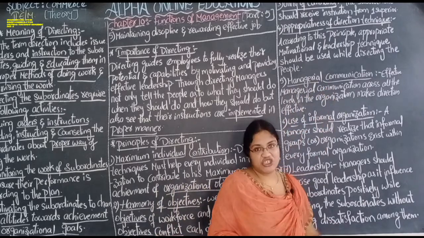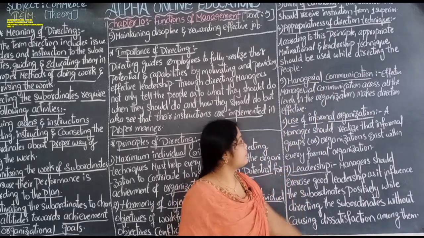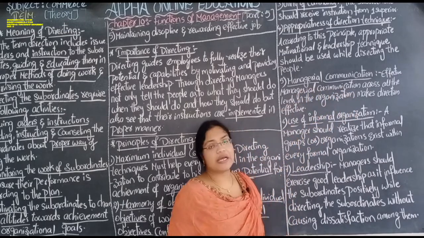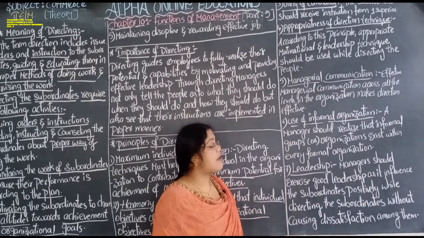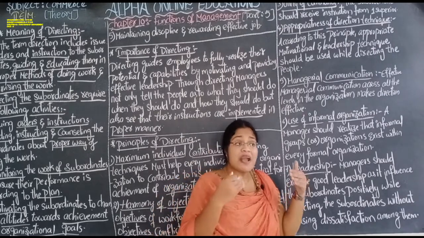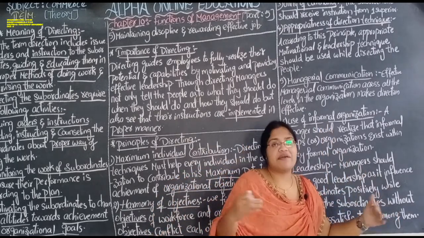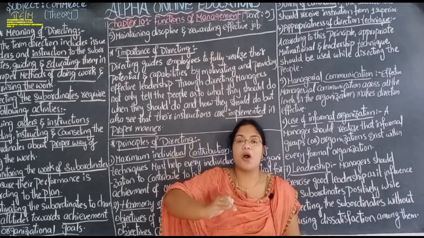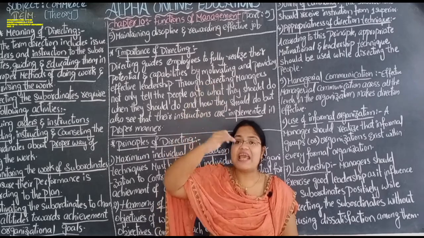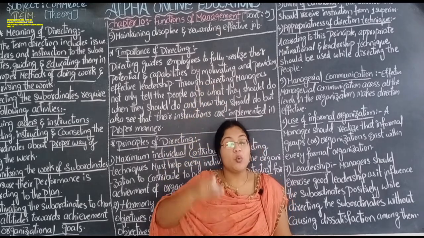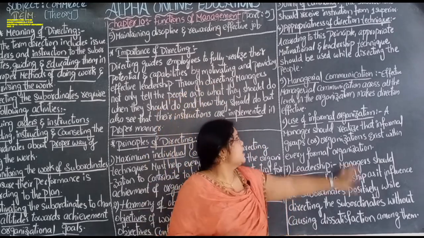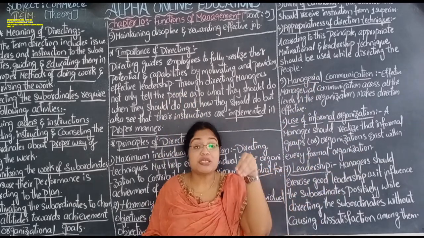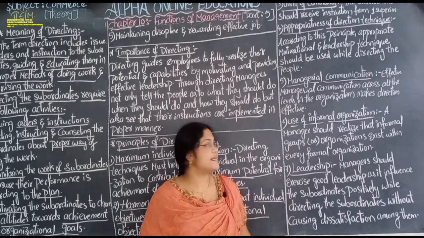Managerial communication. Effective managerial communication across all the levels in the organization makes the directing effective. So there should be communication among all the levels, from top level to middle level, from middle level to bottom level. At every level there should be communication. Without communication, the directing process can't be successful. So communication is the most important thing in the organization.